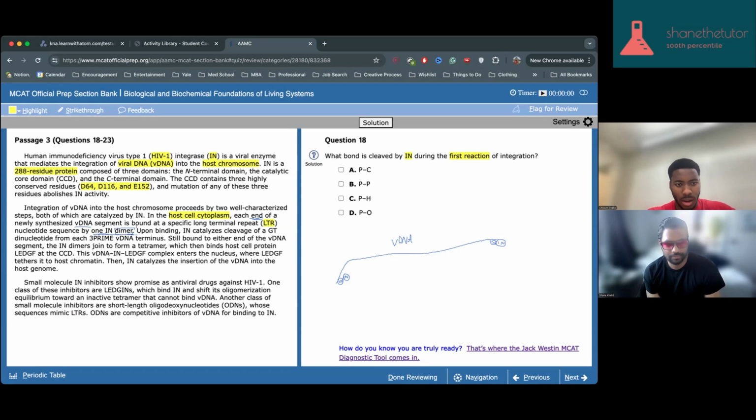Okay, so continuing on reading. Upon binding, IN catalyzes cleavage of a GT dinucleotide from each 3' vDNA terminus. Still bound to either end of the vDNA segment, the IN dimers join to form a tetramer. So now I'm picturing them almost connecting. Yeah, exactly, good job. You just visualized it. You see how you got it, right? Now it's coming together.